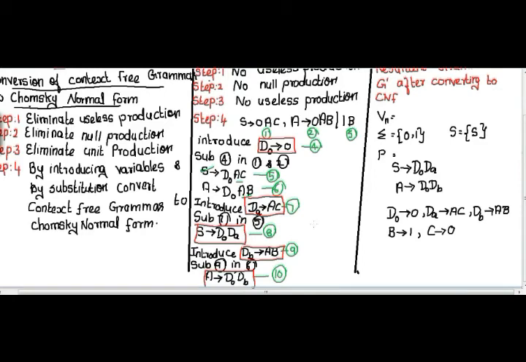Now I completed the S tends to 0 AC production. Only one production is left over, that is A tends to 1B. So I'll write it over here. In the third production, if I introduce a new non-terminal, suppose D suffix 1 tends to 1, then I can convert this production also to the form of Chomsky normal form. That is, there will be two non-terminals after the arrow. So let me introduce the new non-terminal D suffix 1 tends to 1.